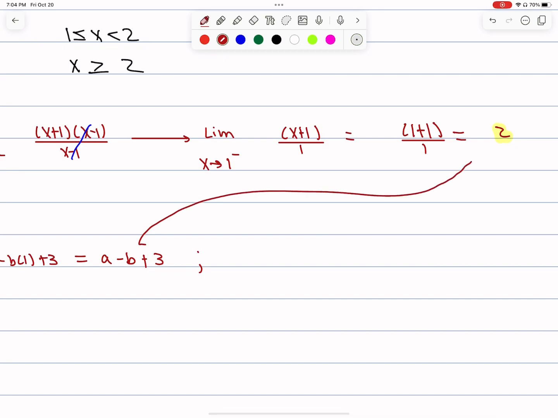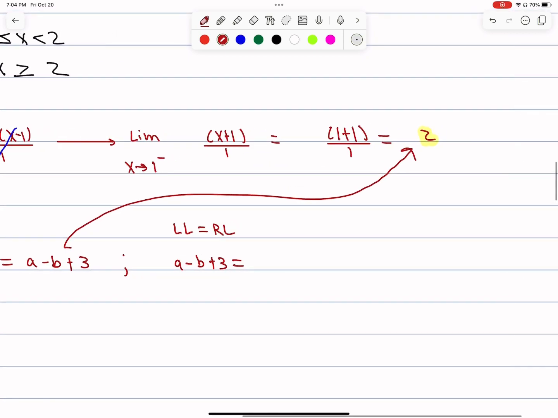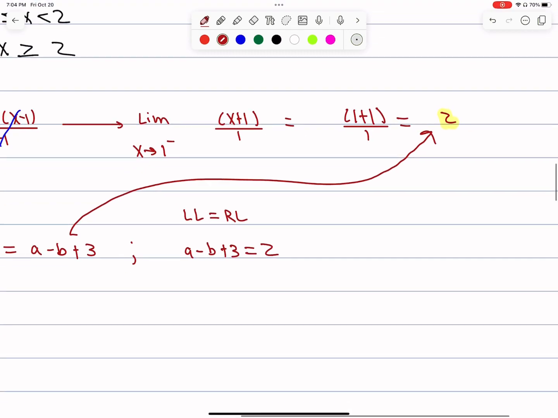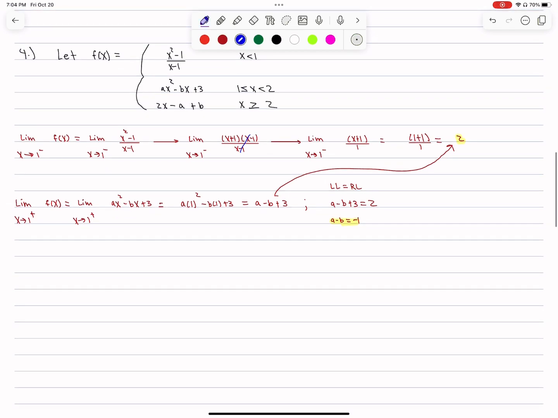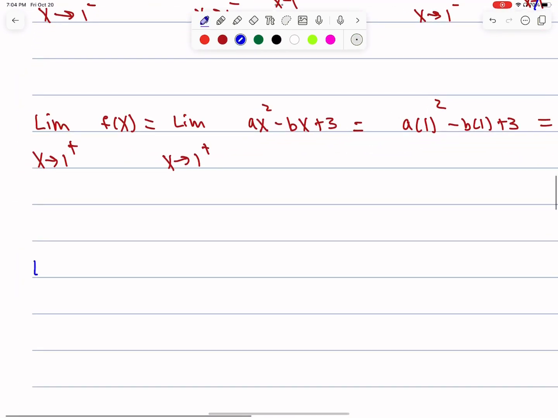So after you get that expression, since to make the function continuous, the left-hand limit has to equal the right-hand limit, you're going to want to set a minus b plus 3 equal to 2. So as you can see here, the left limit must equal the right limit. So then you get a minus b plus 3 is equal to 2. And you basically just isolate a and b. So you're left with a minus b is equal to negative 1. And I also highlight that because that is very important for the next steps in this question.